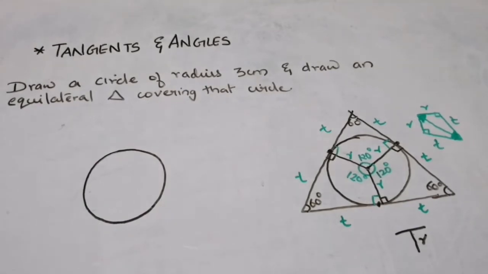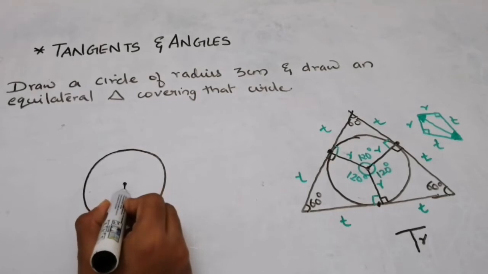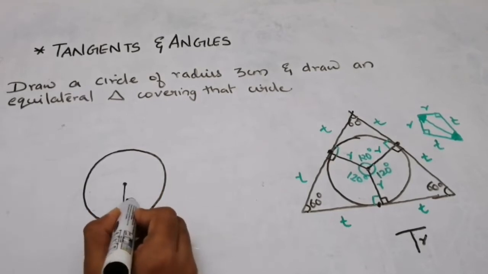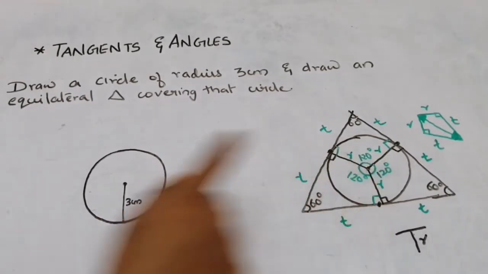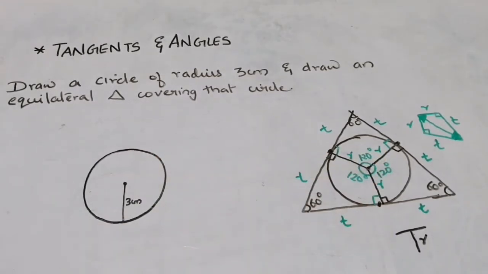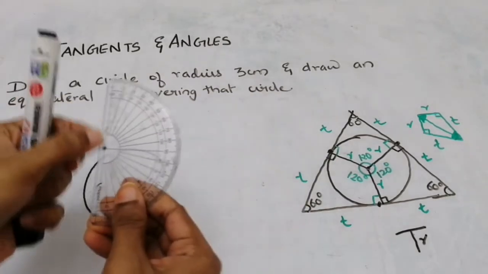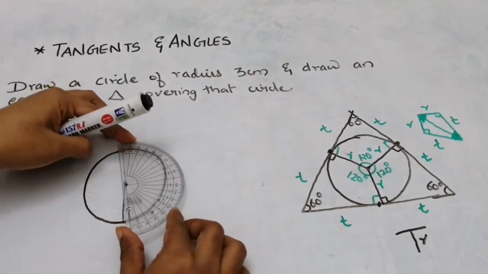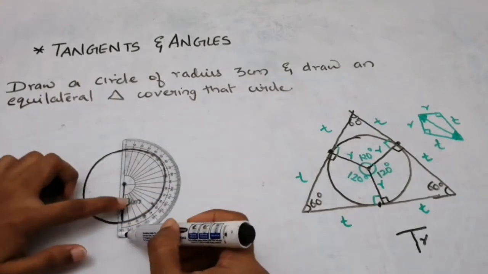Now what you do is you just mark the center and draw a line like this and mark it as 3 centimeter. Now we know it is 120 degree. So you take the protractor, as this is the line, you have to take this one as your baseline. Just see how I'm placing the protractor, exactly placed like this, and mark your 120 degree.